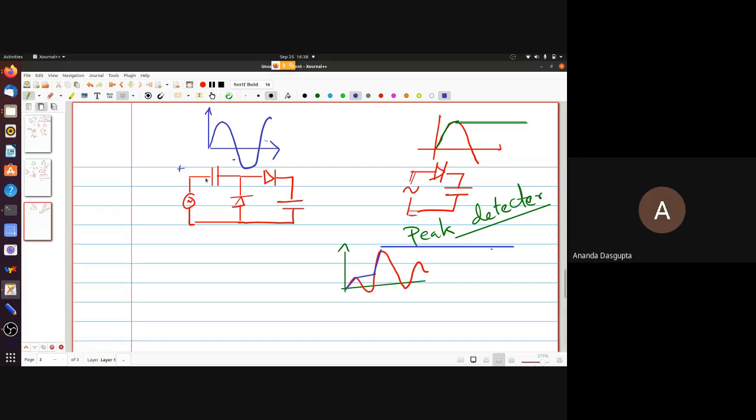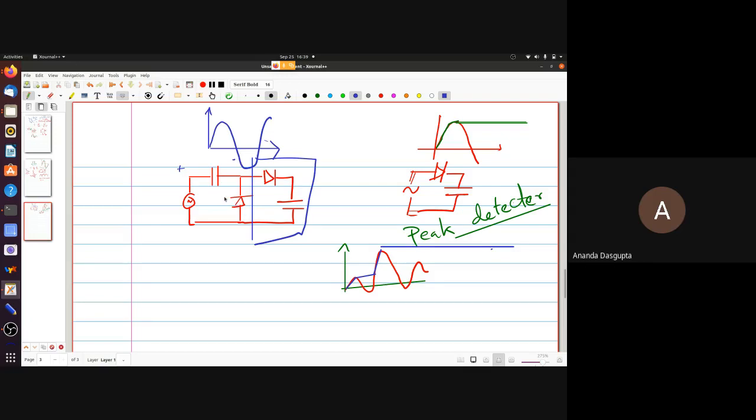When this side is positive, what happens? Forget about this part. This part is not there as far as we are concerned. Is the diode forward biased or not? When this side is positive? Yes? Come on, the diode is connected this way. It's easy to see whether it's forward biased or not.